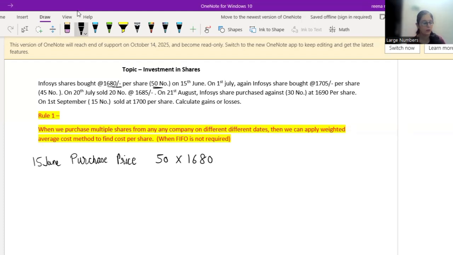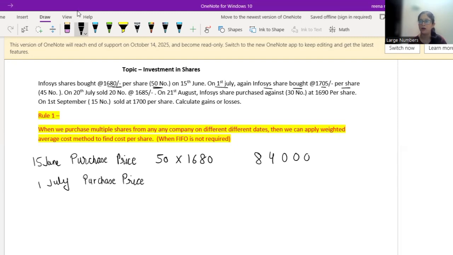So how much did we pay to the company? Let's find out. We paid 84,000 to the company when we purchased 50 shares. Now on 1st July, we again bought some shares from Infosys company at the rate of 1,705 per share. So let's write down 1st July. On 1st July, we again did a transaction and purchased some shares.